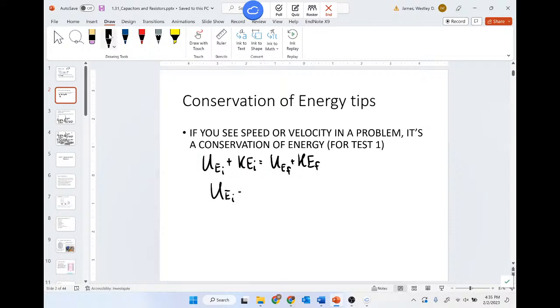So I can do this. Potential energy initial minus potential energy final equals kinetic energy final minus kinetic energy initial. I just moved them all, kinetic energies on one side, potential energies on the other. I subtracted the potential energy final over, and I subtracted the kinetic energy initial over. And so you get the negative change in potential energy. Why is it negative? Because normally it should be final minus initial, but this is initial minus final, so it's flipped, it's backwards. It equals the change in kinetic energy. So the negative change in potential energy equals the change in kinetic energy.